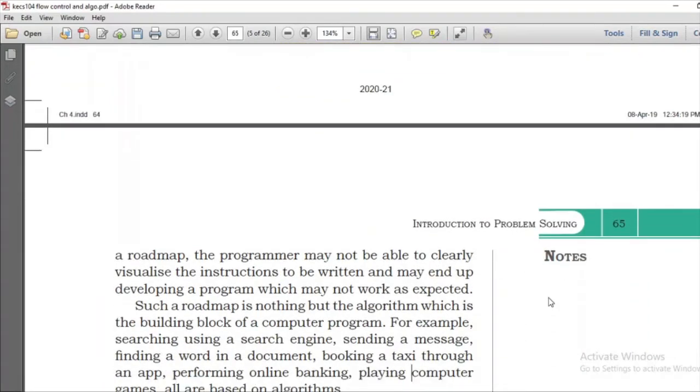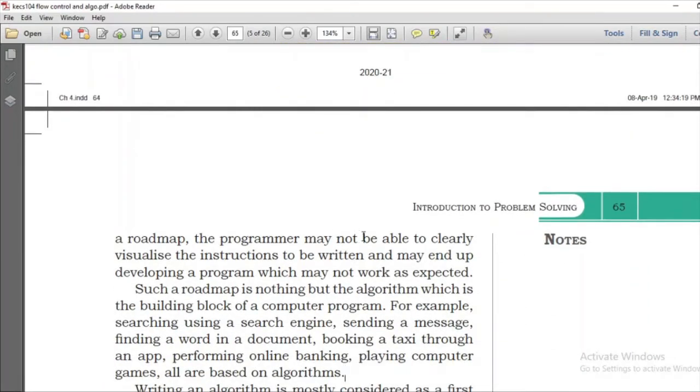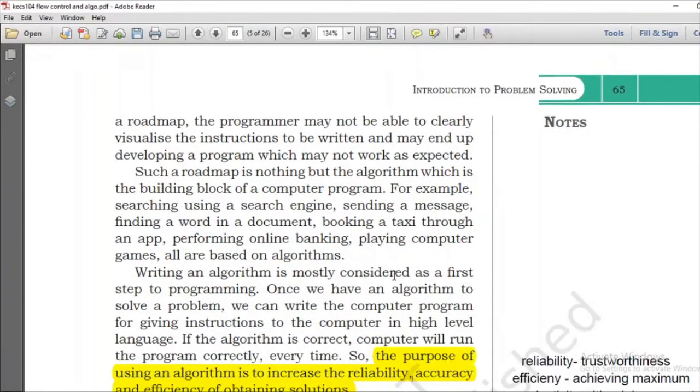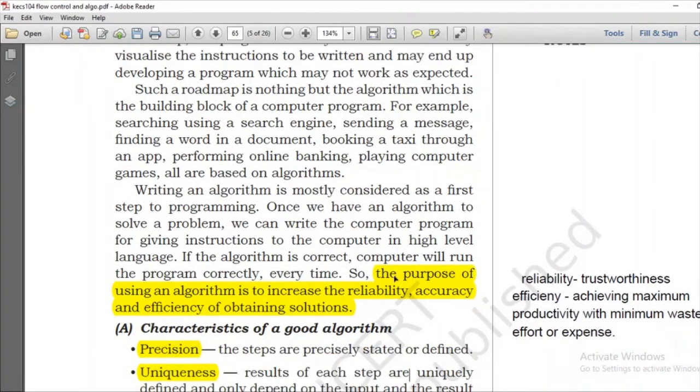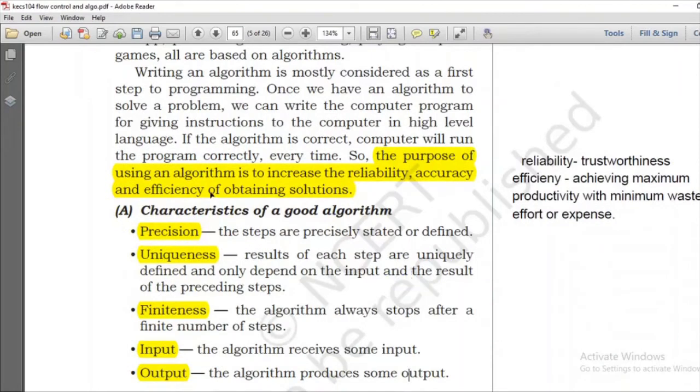code. Without a roadmap, the programmer may not be able to clearly visualize the instructions to be written and may end up developing a program which may not work as expected. So you need to design a roadmap before. So the purpose of using an algorithm is to increase the reliability. Reliability means trustworthiness, accuracy, and efficiency. Now what do you mean by efficiency? Efficiency means achieving maximum productivity with minimum waste, effort, or expense.